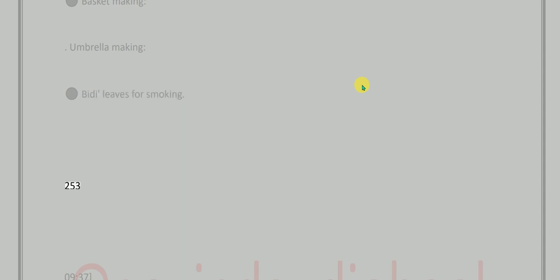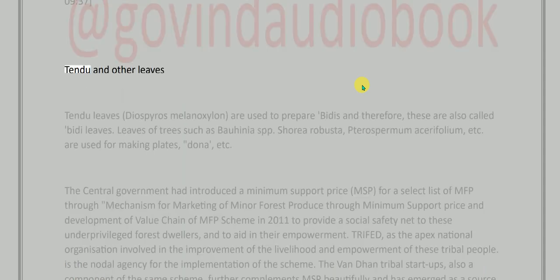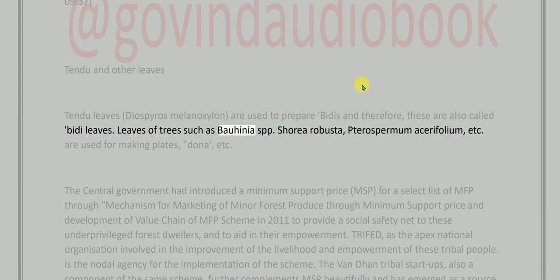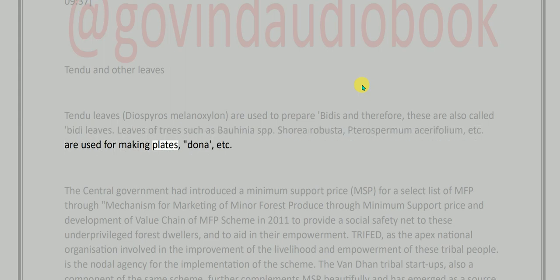Tendu and other leaves. Tendu leaves, Diospyros melanoxylon, are used to prepare bidis and therefore these are also called bidi leaves. Leaves of trees such as Bauhinia spp., Shorea robusta, Pterospermum acerifolium, etc. are used for making plates, donas, etc.